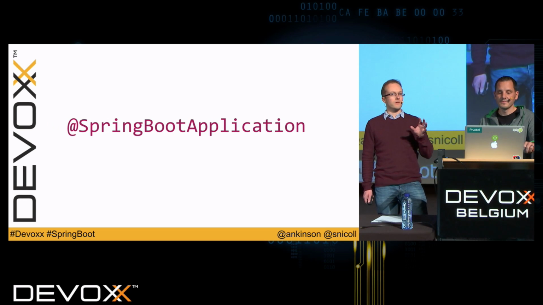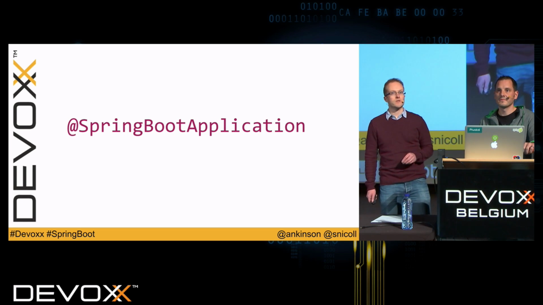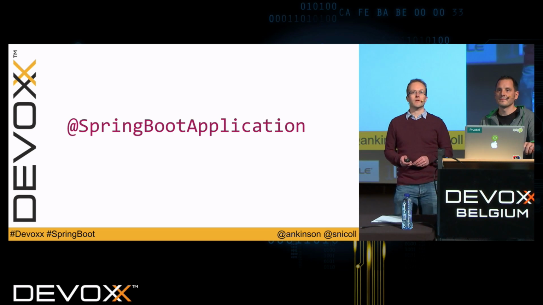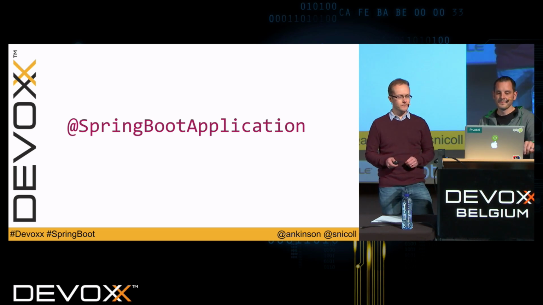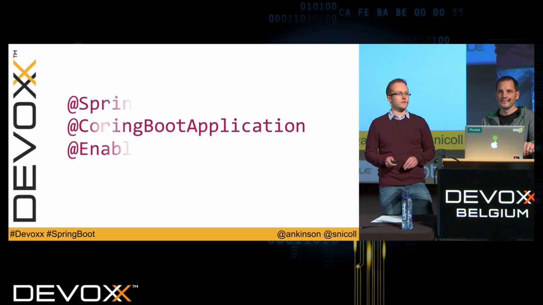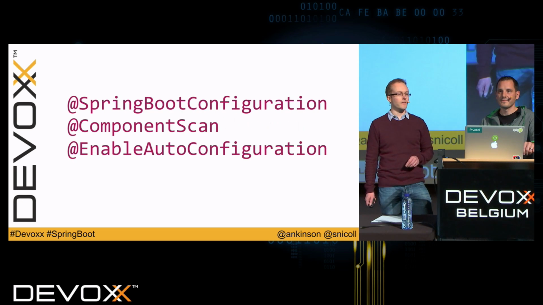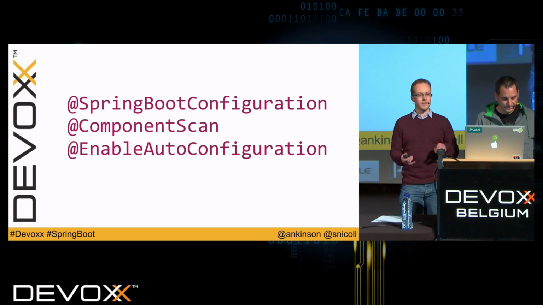The thing that makes that app a Spring Boot app is the Spring Boot application annotation that typically goes on the same class where your main method is. And this annotation does 3 things for you. It's actually meta-annotated with 3 other annotations. It's a Spring Boot configuration.